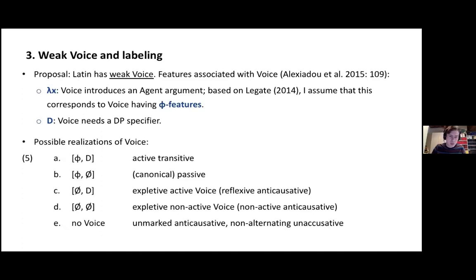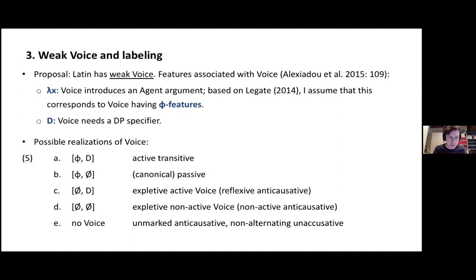If you apply this, you get the following options. If both parameters are set positively, you get an argument and an obligatory specifier. That's an active transitive sentence. In 5b, you get the option with the argument without the specifier. That's a canonical passive. If you omit the argument, but stick in some sort of specifier of a particular kind, namely a reflexive, then you get a reflexive-marked anticausative of the type you find in Romance and in Germanic, se and sich reflexives.